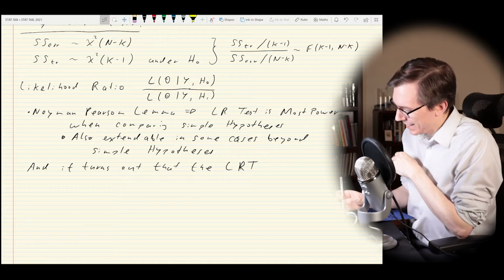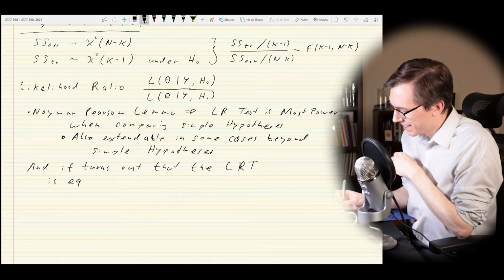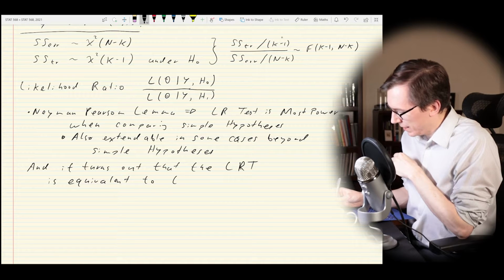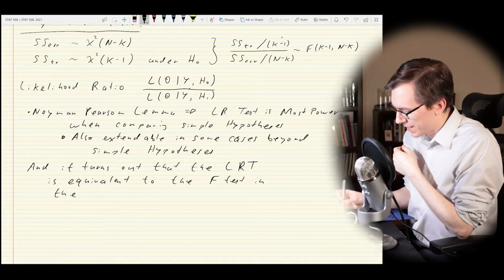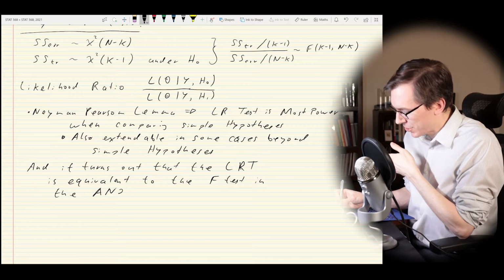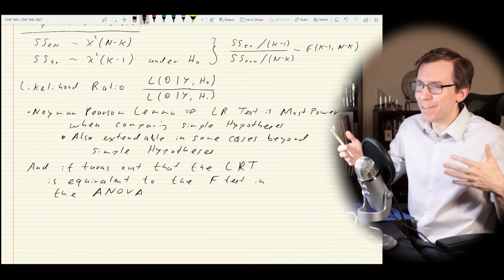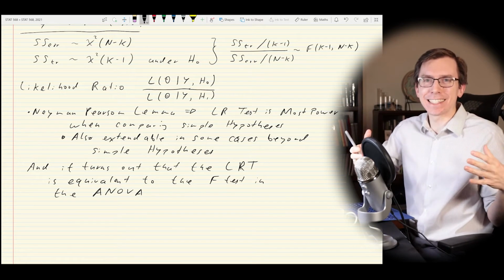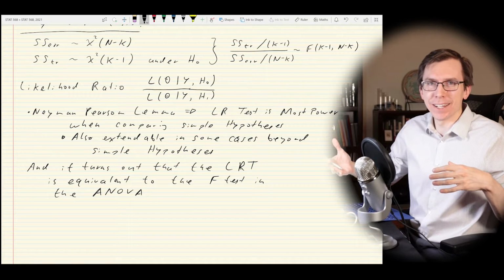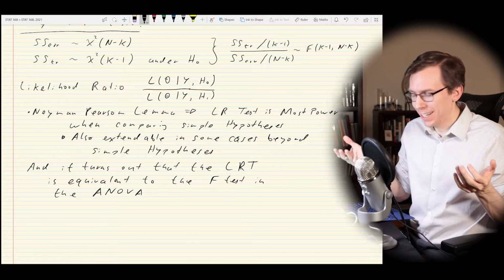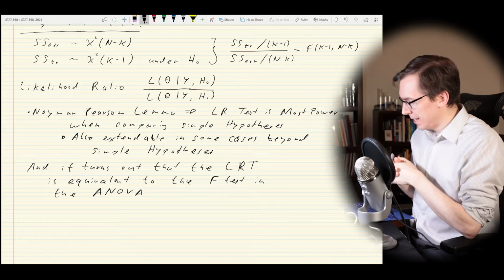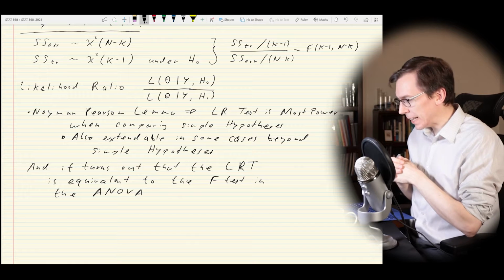Anyway, it turns out that the LRT is equivalent to the F-test in the ANOVA setting, right? The likelihood ratio test is not always an F-test, but in the case that we actually want to test the hypotheses of one-way ANOVA that we're discussing, then the likelihood ratio test is equivalent to the F-test. And you can show this.